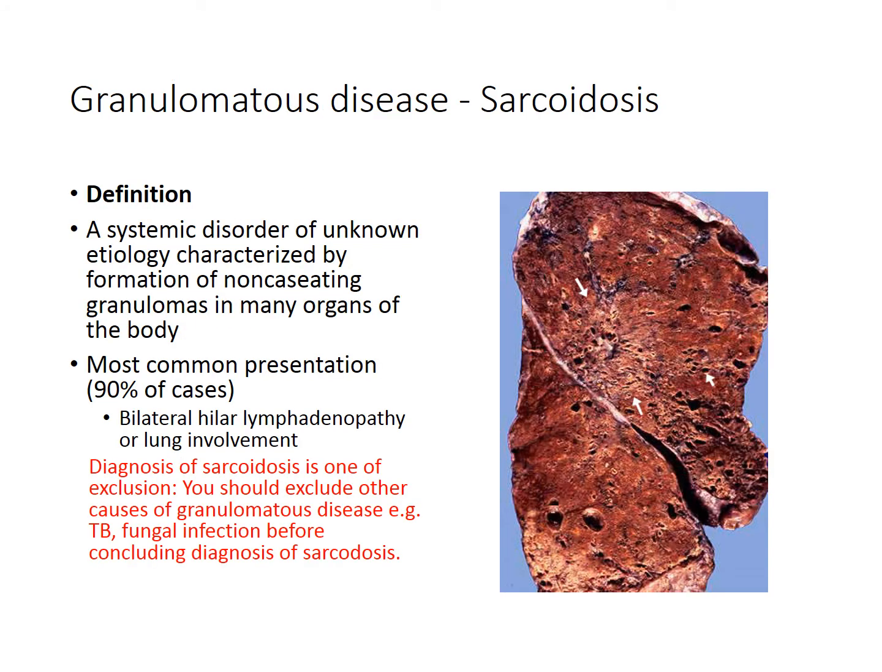Sarcoidosis is a systemic disorder of unknown etiology characterized by formation of non-caseating granulomas in many organs of the body. The most common presentation is bilateral hilar lymphadenopathy or lung involvement, and this accounts for 90% of cases. Diagnosis of sarcoidosis is one of exclusion. You should exclude other causes of granulomatous disease, such as tuberculosis, fungal infection, and others, before concluding a diagnosis of sarcoidosis.